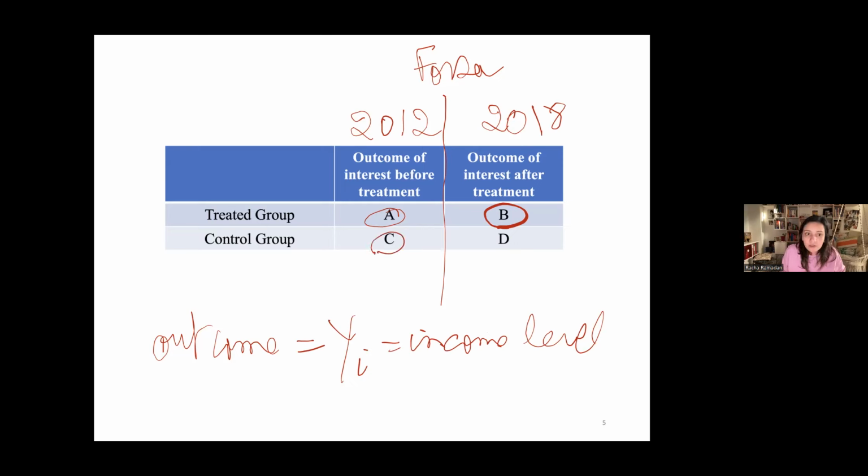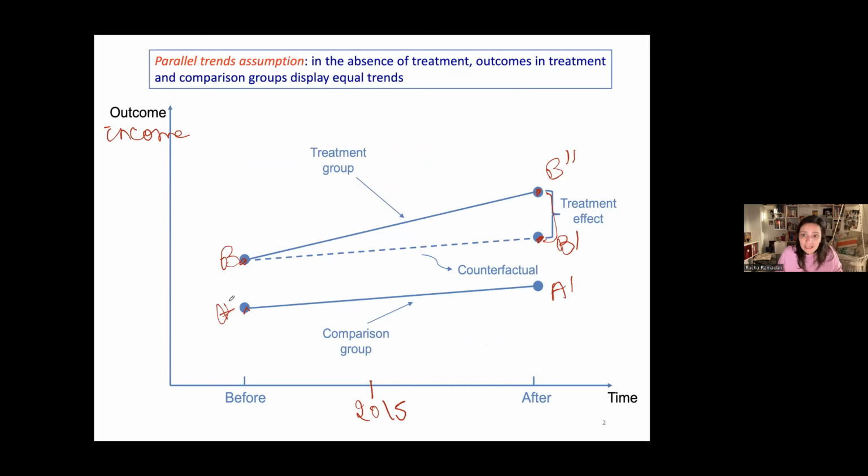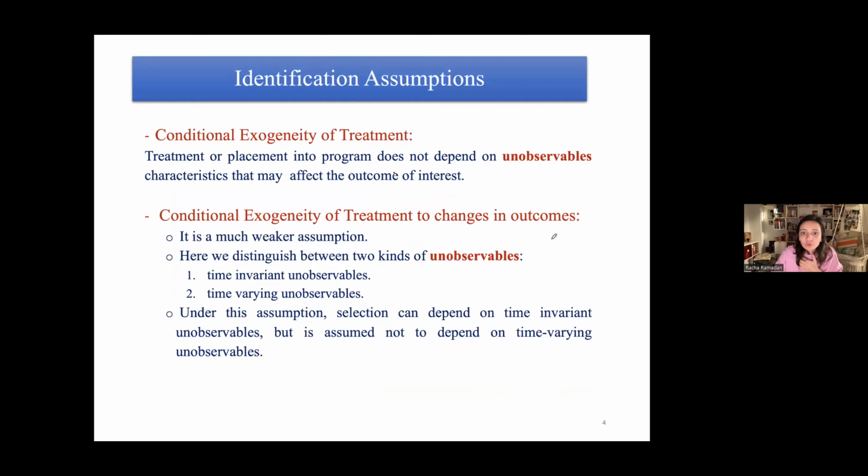And C is the income level of the control group, and D is the income level of this control group after the treatment. If you remember the first graph, in all cases, given the difference in characteristics between the two groups, the income level of the treated group is supposed to be higher than the income level of the comparison group, or the control group, even without the treatment. But now I want to know if it's even higher with the treatment, by joining the Forsa program or not. So this is what we want to compare.